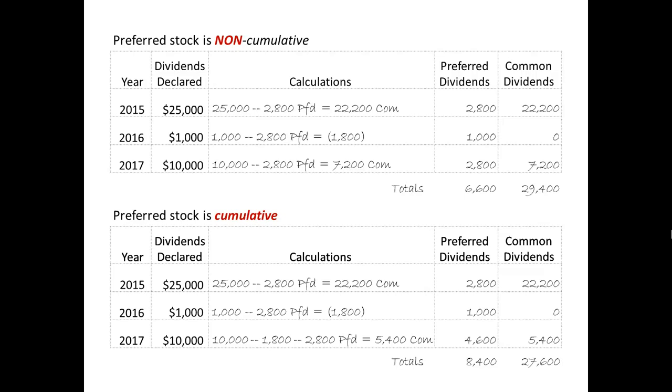If you are a preferred stockholder, you want your shares to be cumulative. If you're a common stockholder, you want any preferred shares to be non-cumulative. This concludes the ACLIT, Stockholders' Equity, Part 6.